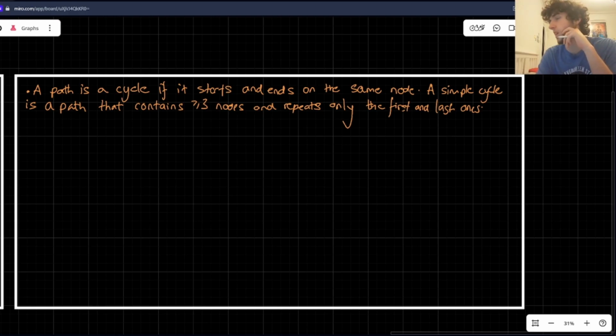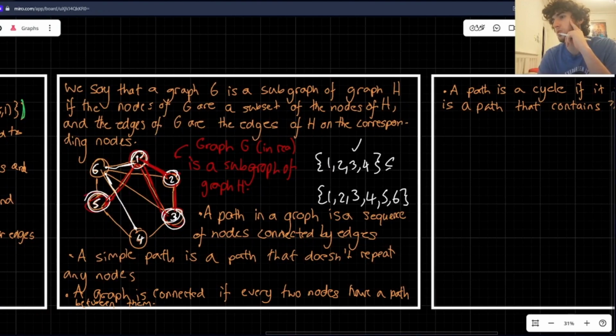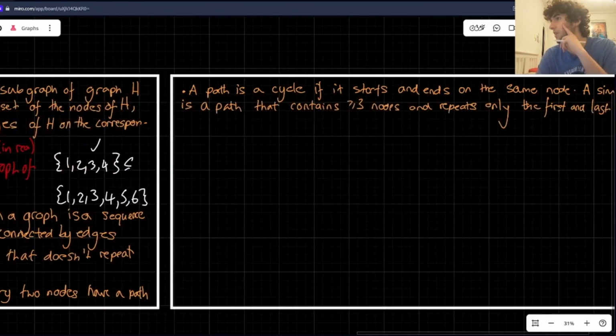But effectively, for just a normal cycle, at least by this definition, you could repeat any of the other nodes, right? So you go 1 to 3, 3 to 4, 4 to 5, 5 to 6, 6 to 2, 2 to 1, something like that, right? If you wanted to, but then you repeated 2 and you repeated 1, okay? But that's still a cycle, right? Because you started and ended on the same node.